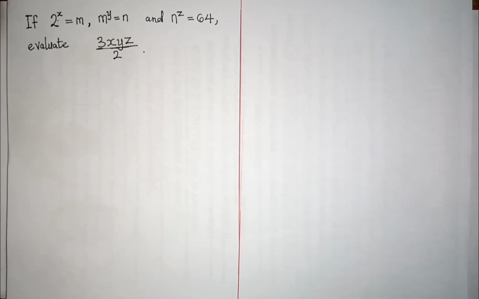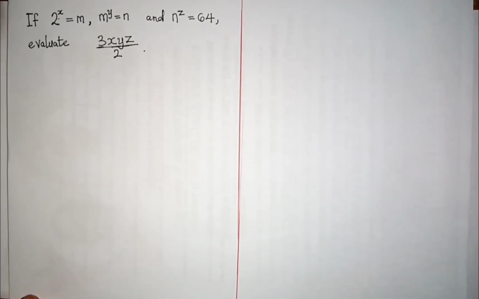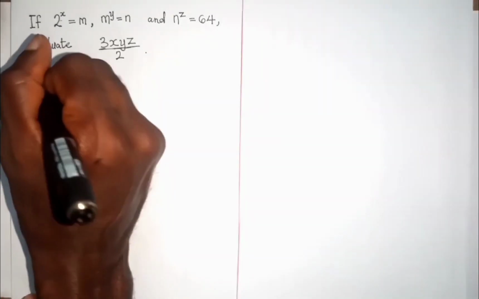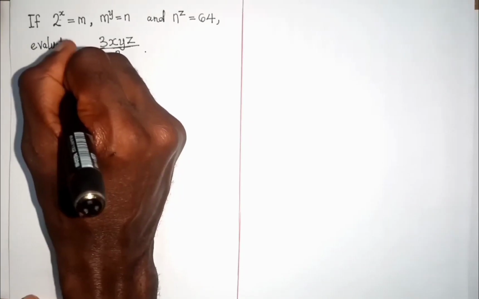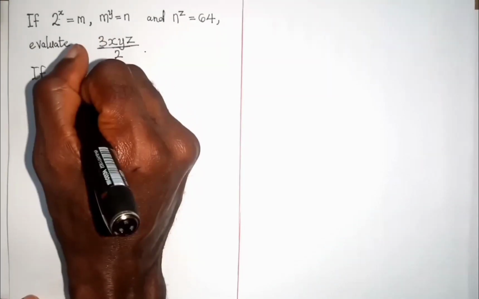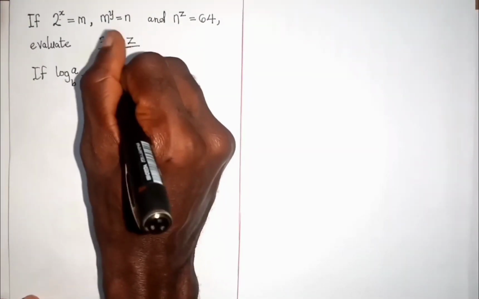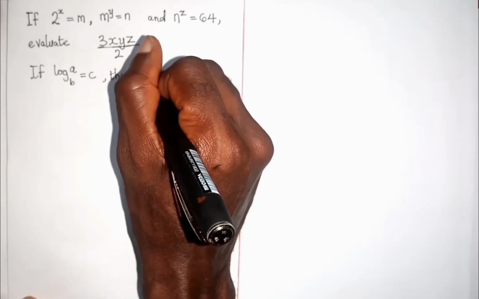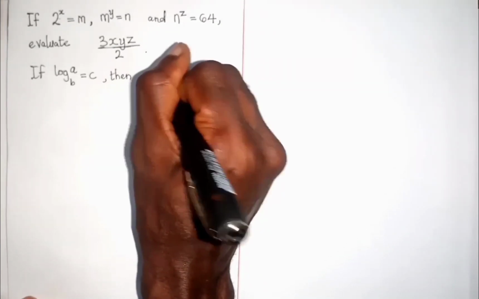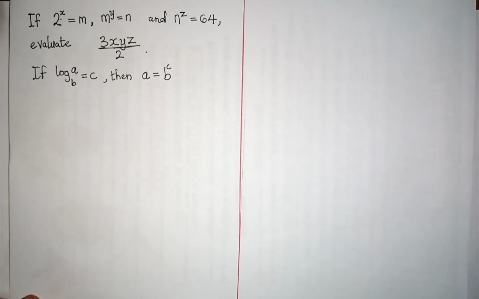To get started, we consider the definition of logarithm, or the link between logarithms and exponents: if log a to base b is c, then it simply means that a must be equal to b raised to power c. That's the relationship between logarithms and exponents. So this is what we are going to consider in evaluating this expression.